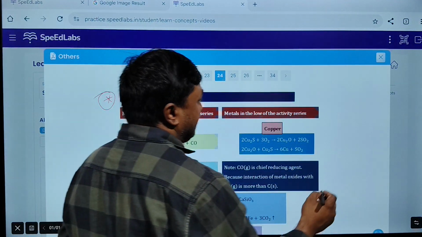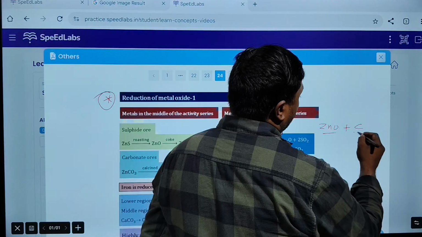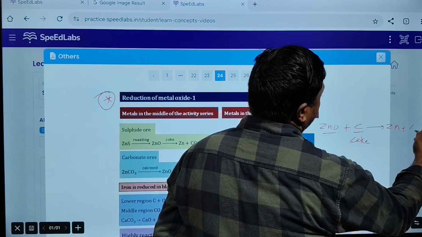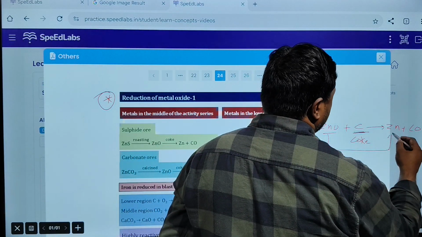Reducing agent in the sense, like when zinc ore is there, so zinc oxide is there. So we are using coke. Coke is a reducing agent. So once you heat with coke, it gives you zinc plus carbon monoxide. So this is one of the methods, where zinc oxide is changed into zinc.